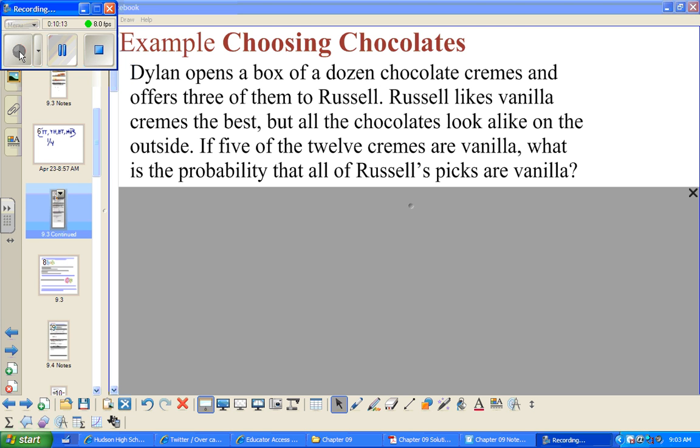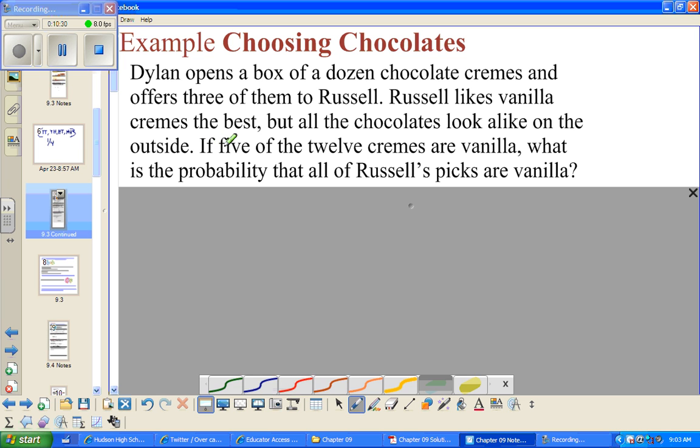So here we'll go through a couple examples. Dylan opens a box of a dozen chocolate creams and offers 3 of them to Russell. Russell likes the vanilla ones the best, but all the chocolates look alike on the outside. If 5 of the 12 creams are vanilla, what is the probability that all of Russell's picks are vanilla? Remember, he's taking 3 of them.